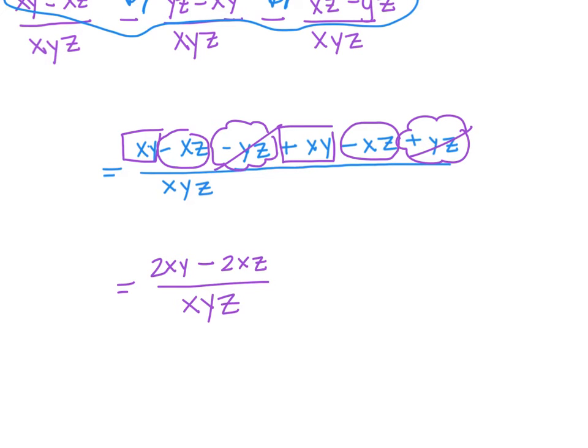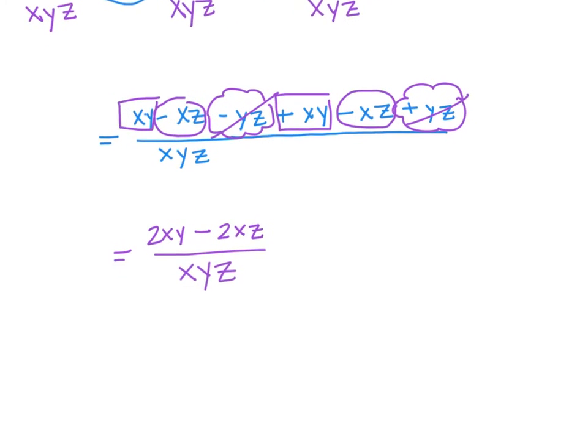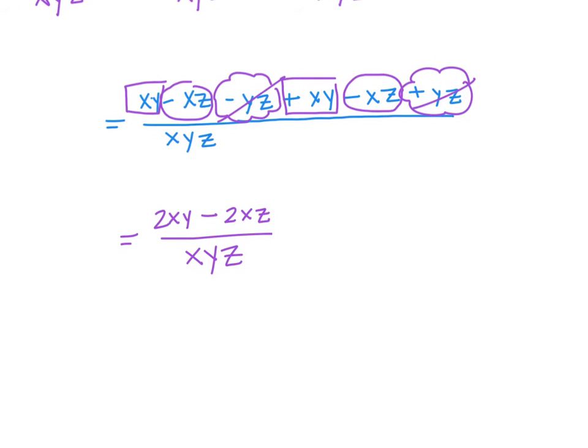We have 2xy minus 2xz over xyz. So how can we possibly simplify this? I can't cancel x's here, I can't cancel z's here. This subtraction keeps this term stuck to this term. So this is when you want to think about factoring. These two terms have some common factors. So I'm going to go ahead and pull out a 2, and they both also have an x. That leaves me with y minus z over xyz.